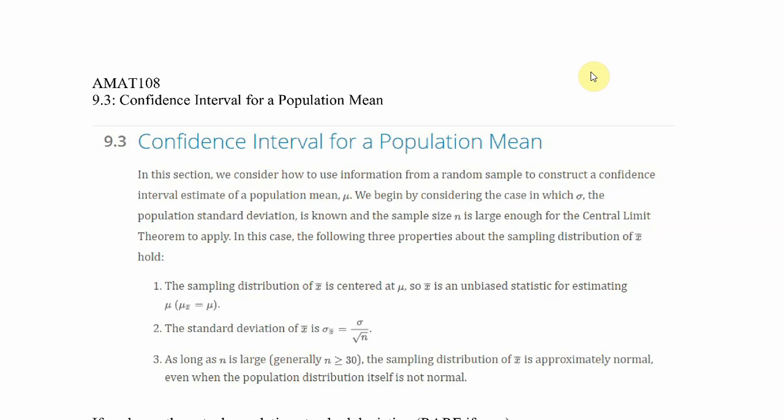Confidence intervals for population means. Again, the difference between population means and population proportions: means, we're now dealing with averages, average values. Proportions are when we're dealing with percentages.